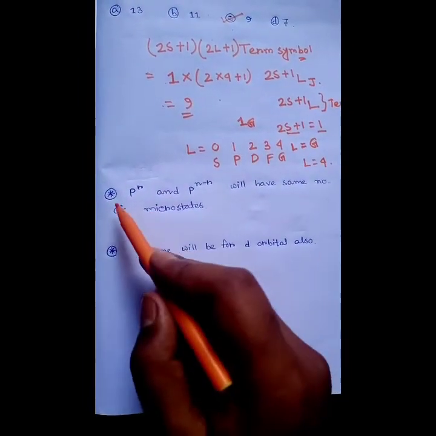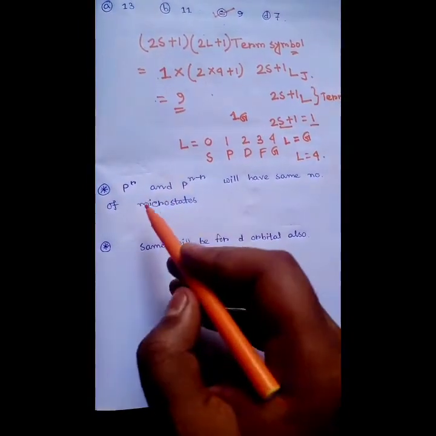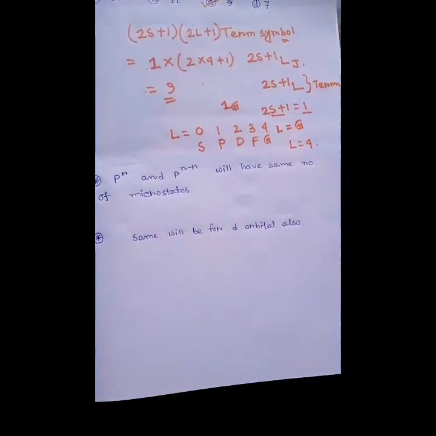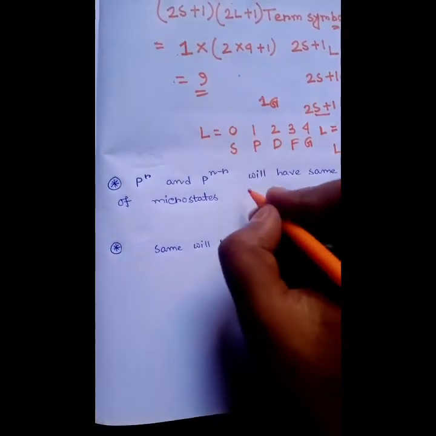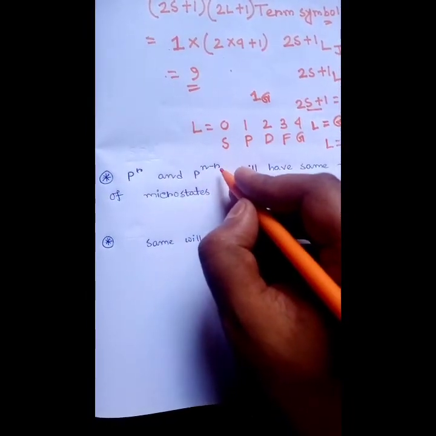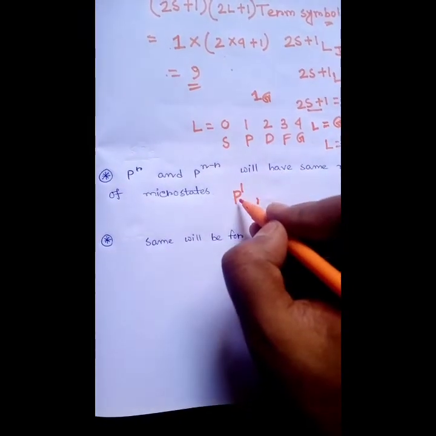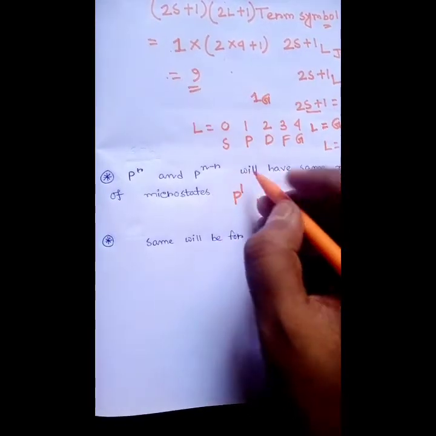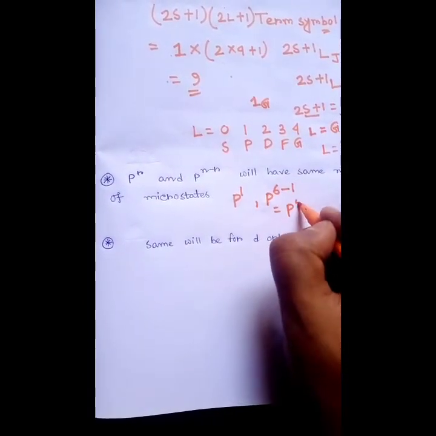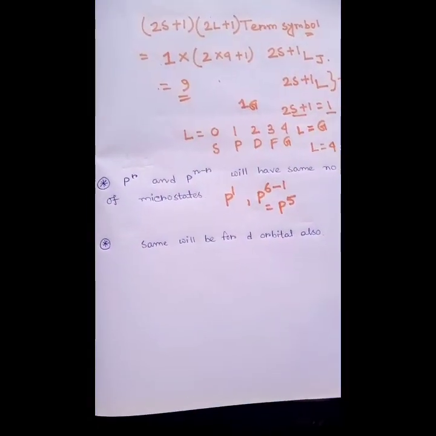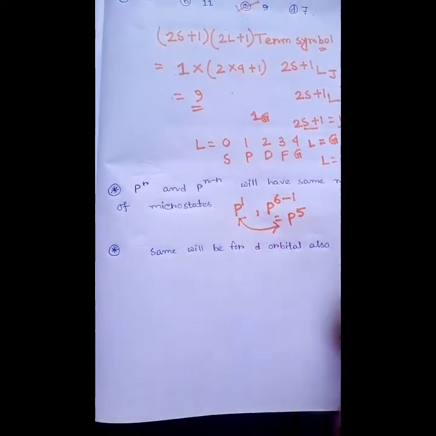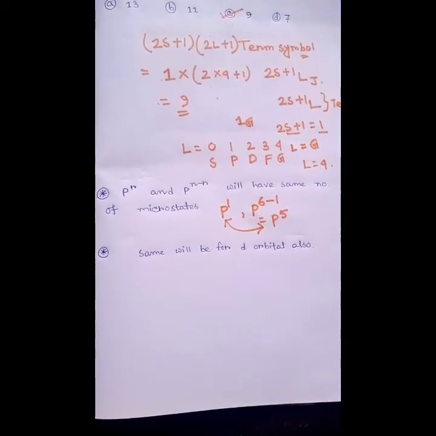Lastly, here I have written a two-star-mark sentence: p^r and p^(n-r) will have the same number of microstates. That means if I consider P1, where n is the total number of electrons that can be filled, and r equals 1, then p^(n-r) will be P6 minus 1, that means P5. So P1 and P5 electronic configurations will have the same number of microstates.